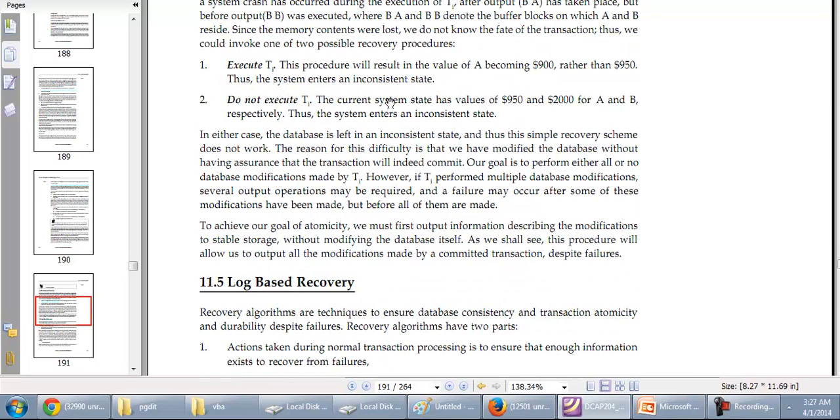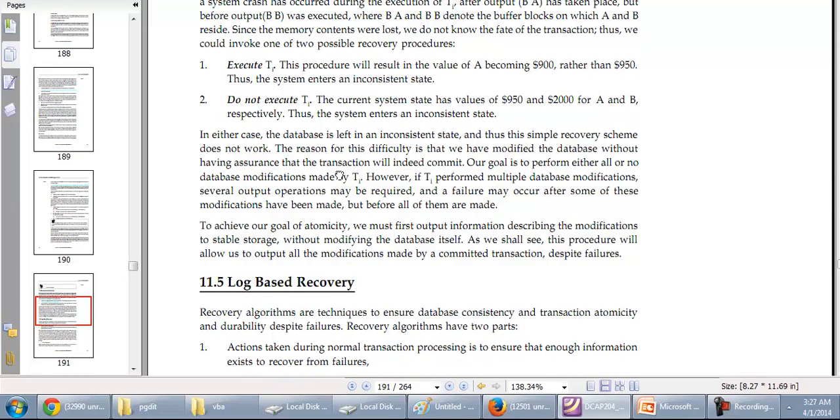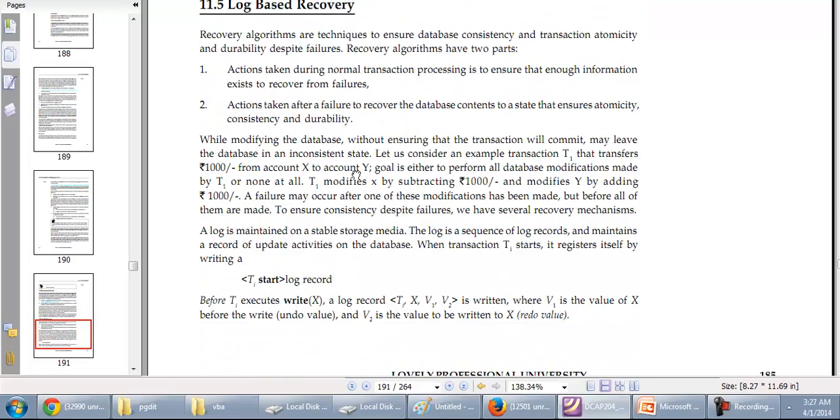So in this procedure, we can invoke possible procedures. The result value becomes 900 rather than 950. With 950 and 2000 for A and B respectively, this occurs in log-based recovery. Recovery algorithms are techniques to ensure database consistency, atomicity and durability. Actions are taken during normal processing to ensure the information can be recovered from failure. Actions are taken after failure to recover the database to a consistent state with durability. Modifying the database without ensuring the transaction commits may leave the database in an inconsistent state.